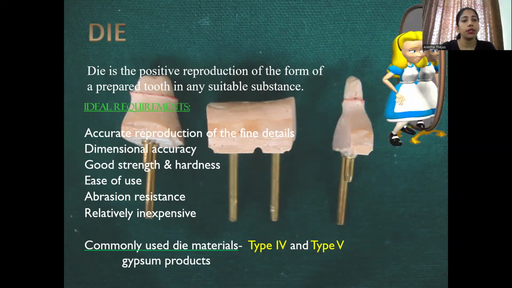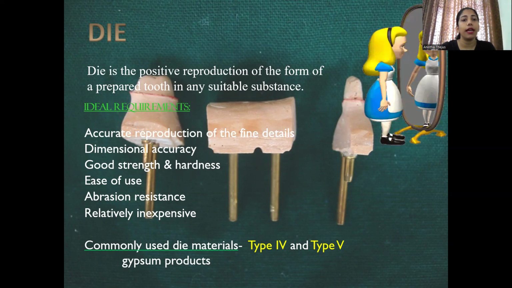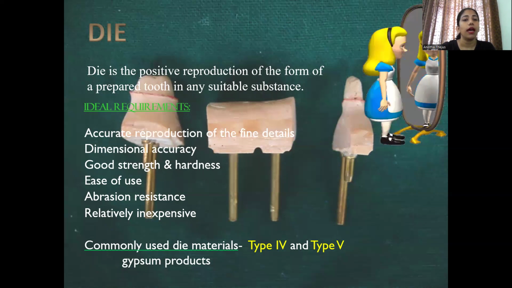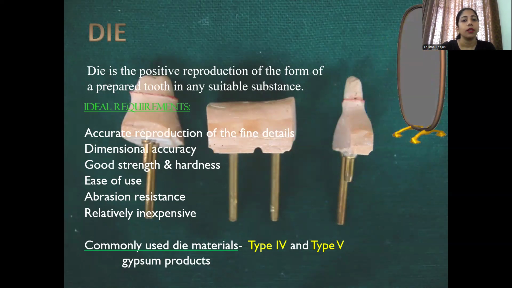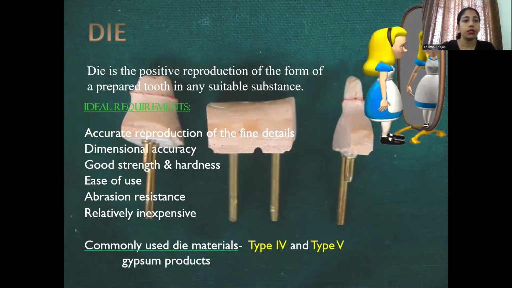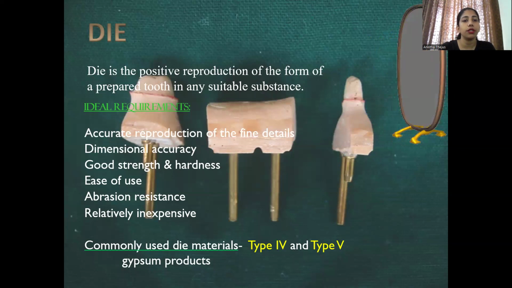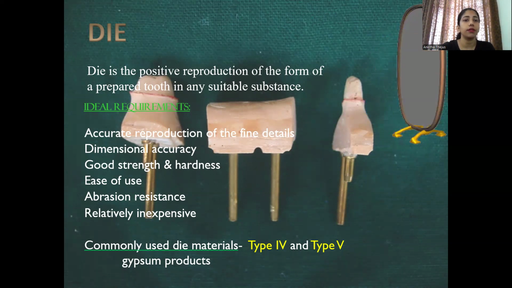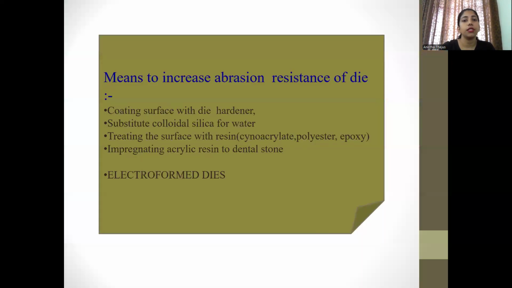Next requirement of a die is dimensional accuracy. Next, we have good strength and hardness. It should be abrasion resistant and should have greater strength. Next, we have ease of use. This should be easily available, and the use also, the mixing, everything should be easily done. Next, we have abrasion resistance and relatively inexpensive. Most of the materials which we use in dental procedures should be inexpensive, then only can they be afforded by the patients also.